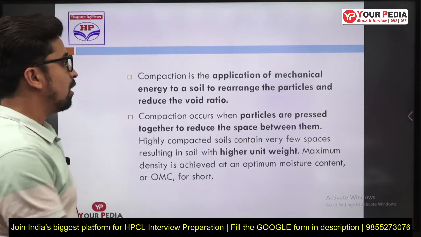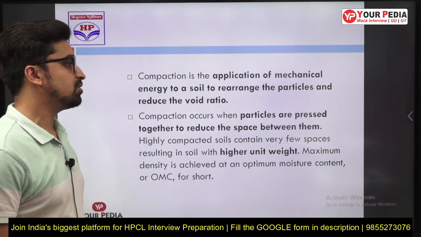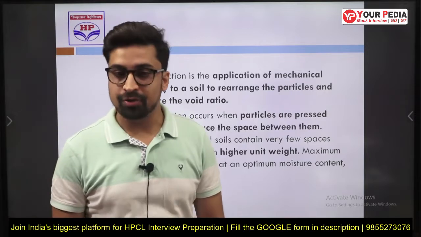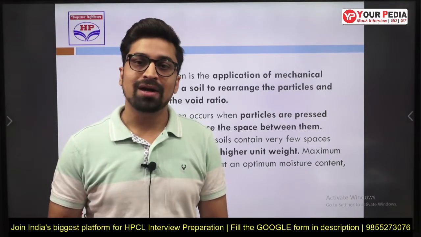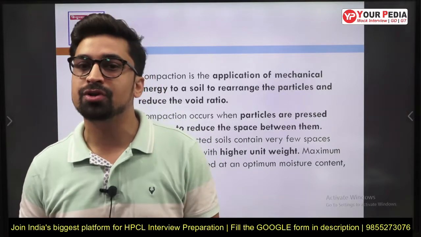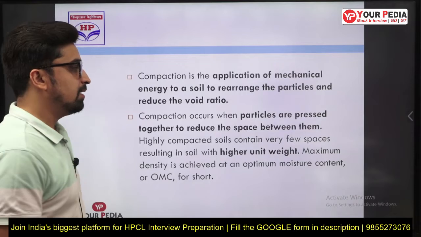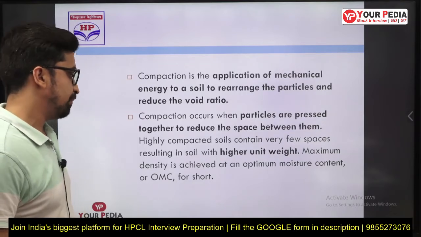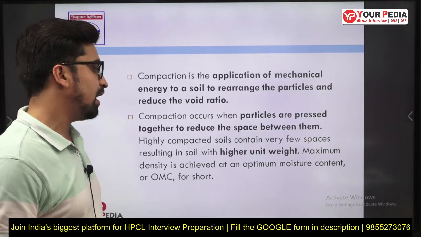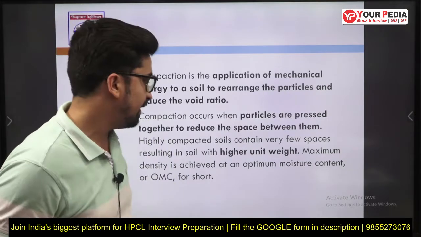Compaction is the application of mechanical energy to a soil to rearrange the particles and reduce the void ratio. We apply a compactive effort on the soil and hence the soil particles rearrange themselves, which reduces the voids volume and hence the void ratio is reduced. Compaction occurs when particles are pressed together to reduce the space between them. Also, highly compacted soil contains very few spaces, resulting in soil with higher unit weight. So ultimately we get a higher unit weight soil.